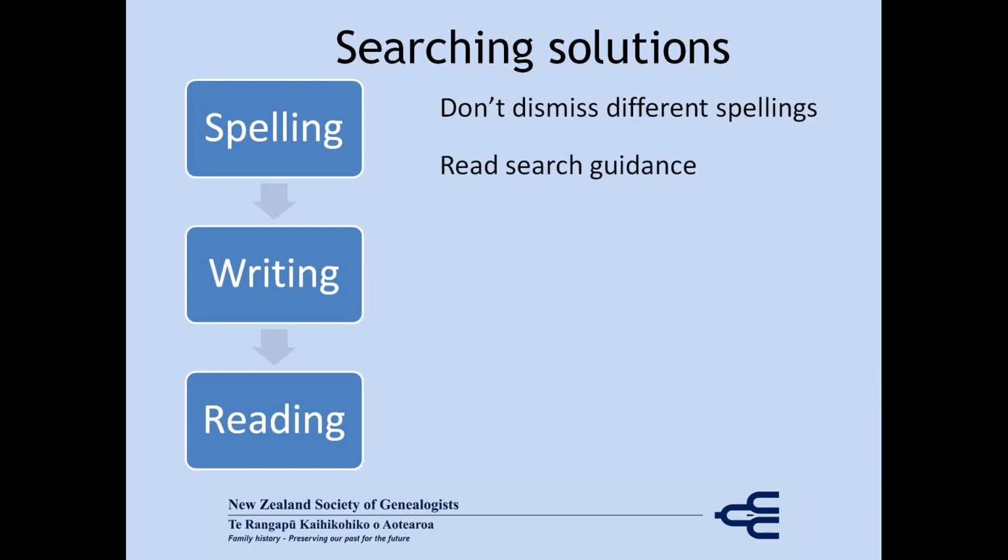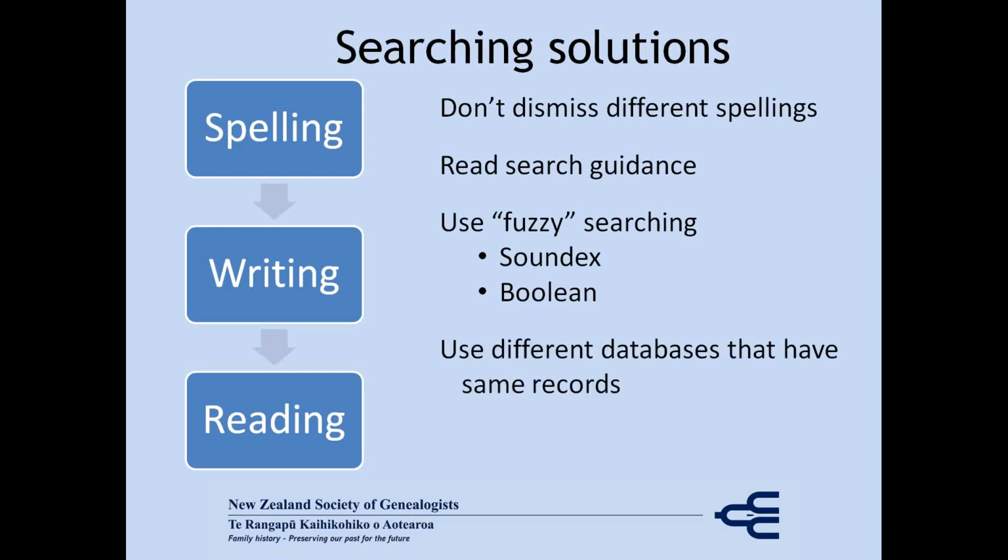Have a look around the website that you're searching in and see if there's any guidance on how to search it. It will let you know whether there's any sort of fuzzy searching allowed. Some databases do not do fuzzy searching. Use different databases. For example, the birth, death and marriage records here in New Zealand are on 4 different databases, each of which has a different way of searching them. So if you can't find the result on one, you might find a result on another.